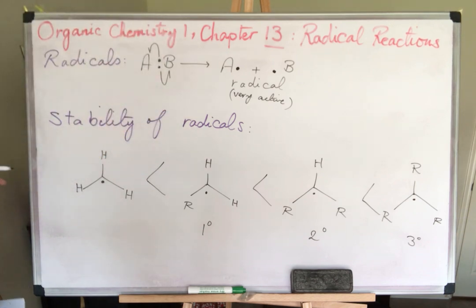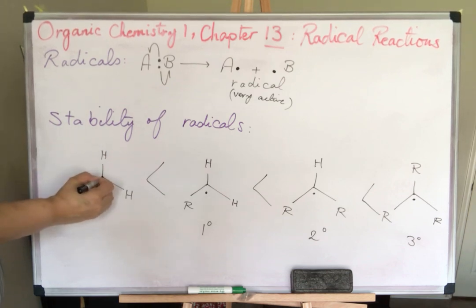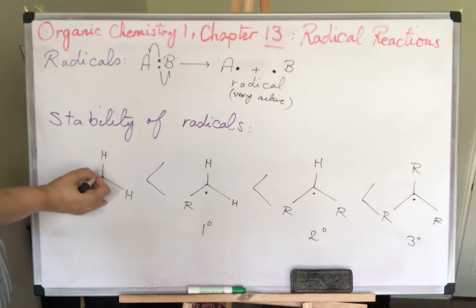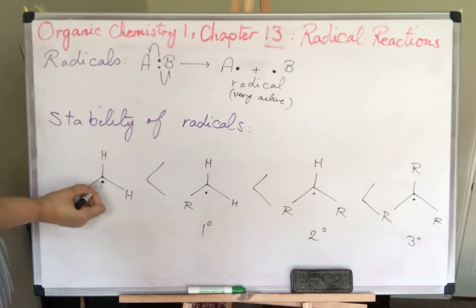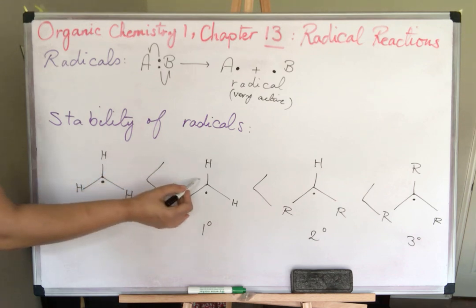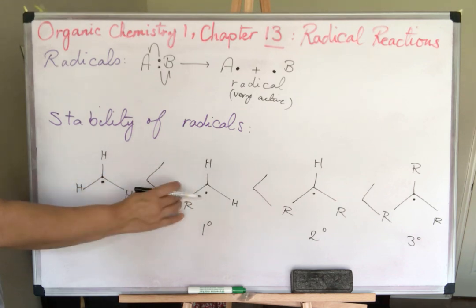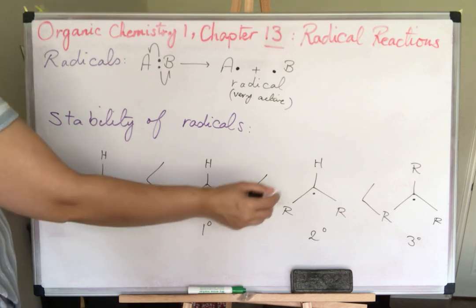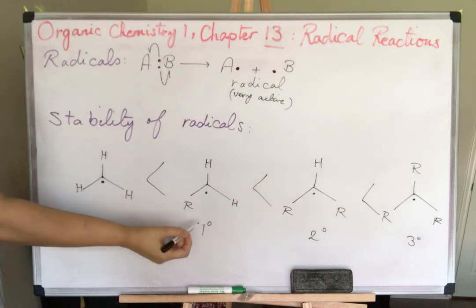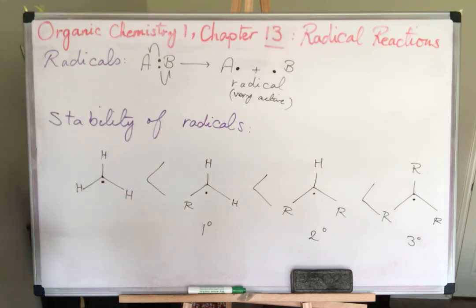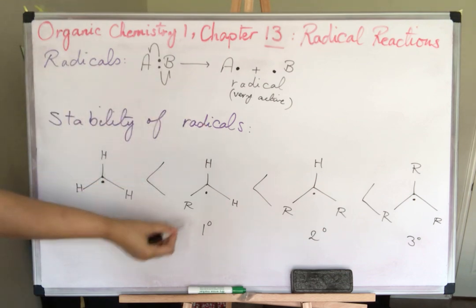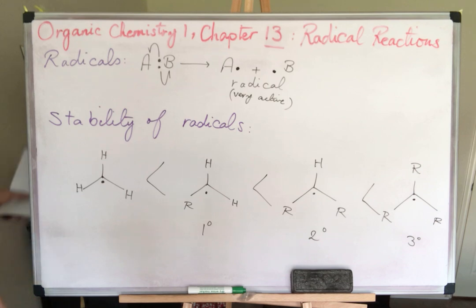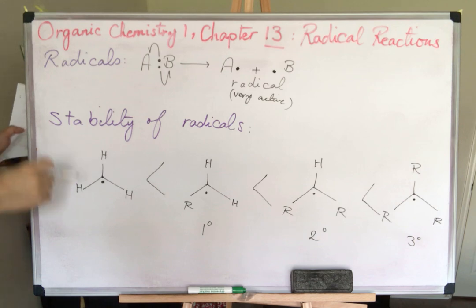As far as the stability of radicals, it's exactly the same as carbocations. If the single electron remains on a carbon connected to 3 hydrogens, it's going to be the least stable. By increasing the number of carbons on the carbon of the radical, the stability increases. So primary is less stable than secondary, secondary less stable than tertiary, and this methyl radical is going to be the least stable.